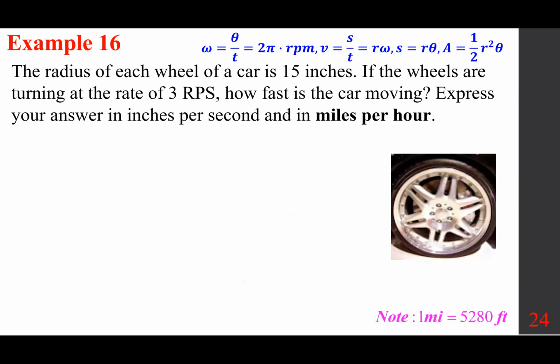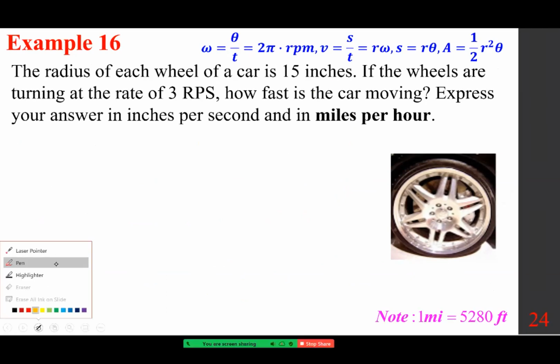So we are repeating the same type of questions again, so let's do this one. The radius of each wheel of a car is 15 inches. If the wheels are turning at a rate of 3 RPS, revolutions per second, how fast is the car moving? Express your answer in inches per second and miles per hour.